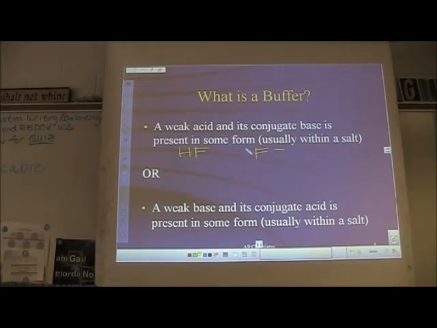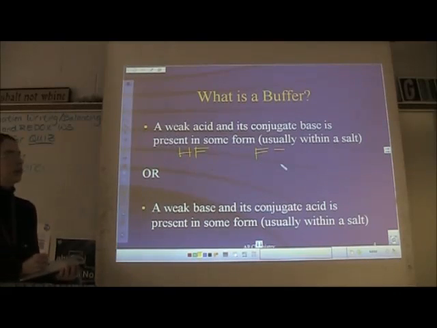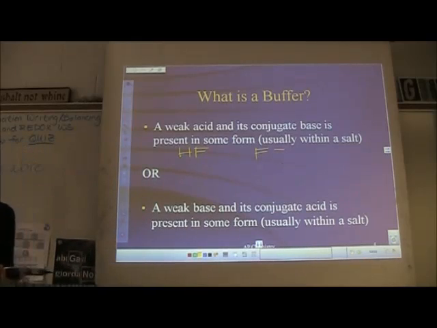If you have these two things floating around in the same container at the same time, that is a buffer system. Okay? Now, where does this come from? Usually it's coming from a salt. Like on the previous slide, we had sodium fluoride being added. This is an acidic buffer system.